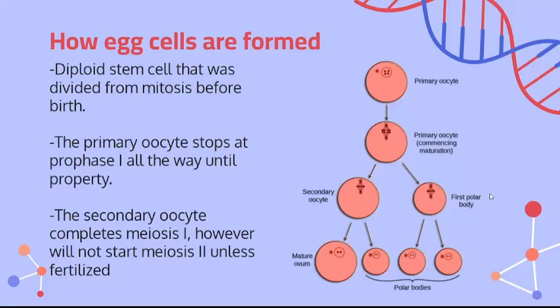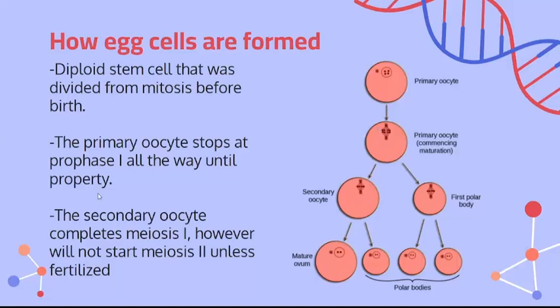So let's move on to how egg cells are formed. This is actually the important part. So at first, obviously, it came from a stem cell, and that was divided from mitosis at birth, and we talked about that. So it becomes this primary oocyte. It will stop at prophase 1 and all the way until puberty.